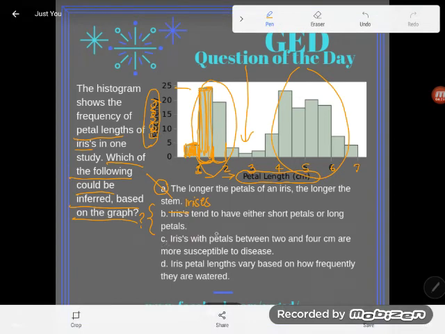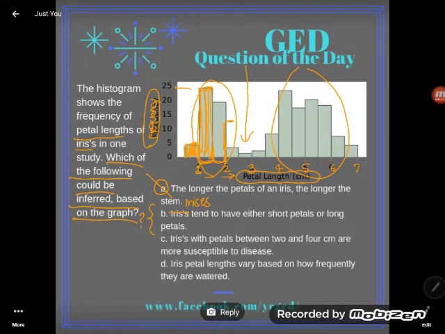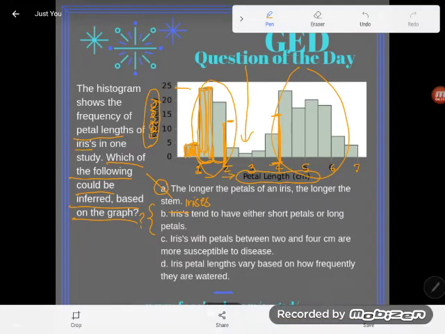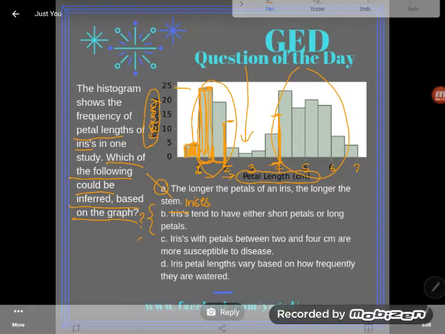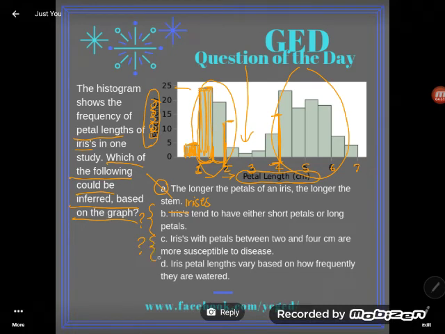Irises with petals between 2 and 4 centimeters are more susceptible to disease. So here's my 2 centimeters and my 4 centimeters. And indeed, we had something happen here that we don't see a lot of flowers between 2 and 4 centimeters. Why? Is it because they're more susceptible to disease? I suppose it's possible. So I'm going to mark this one as a maybe as well.